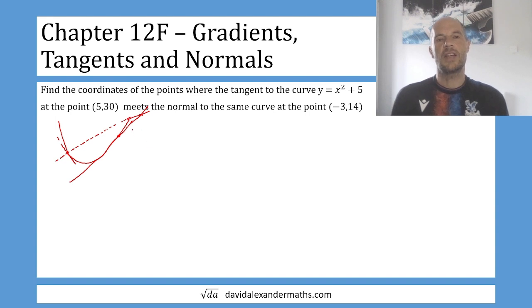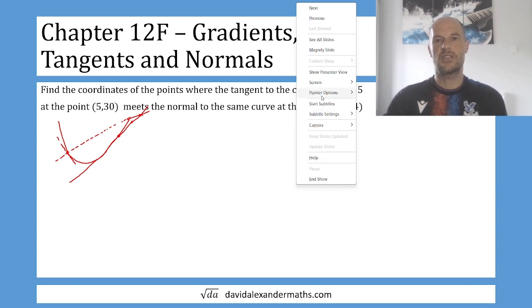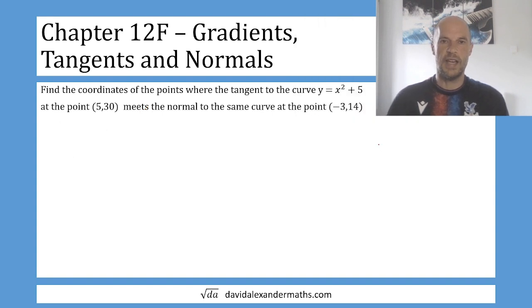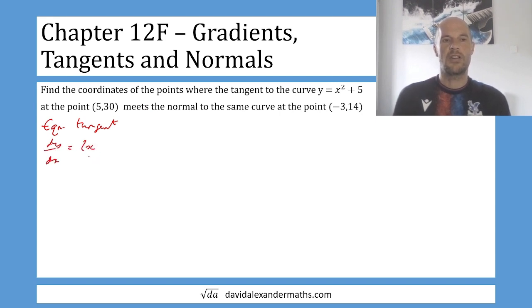So what we need to do is find the equation of the line for the tangent and the equation of the line for the normal. I'm going to need a lot of space here, so let me just delete all the ink. So let's find the equation for the tangent. We're going to need our derivative. So dy by dx is 2x. So the gradient at the point where x is 5 is going to be 2 times 5, which is 10. So the gradient is 10.